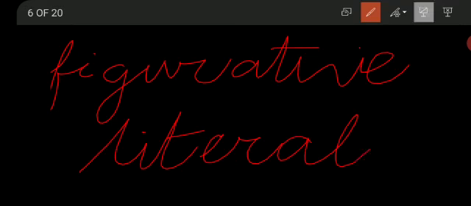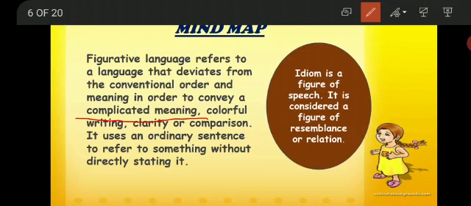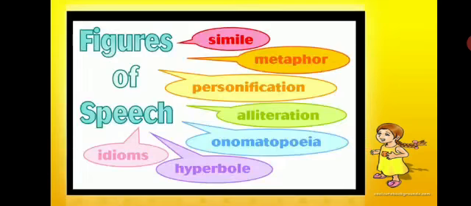So figurative language contains complicated meaning phrases. That's why it is used in descriptive writing, colorful writing, and also for comparison. It uses an ordinary sentence to refer to something without directly stating it because, as I told you, it contains two types of meanings, literal meanings and figurative meanings. So that's why idiom is a figure of speech, because it is used for resembling two things or for showing some relation. So class, figures of speech.